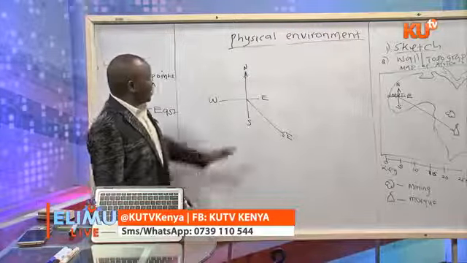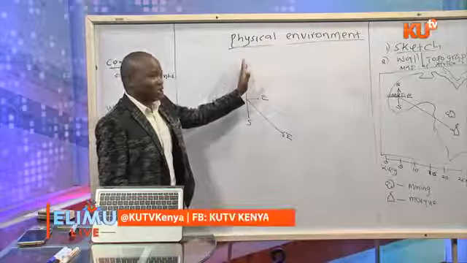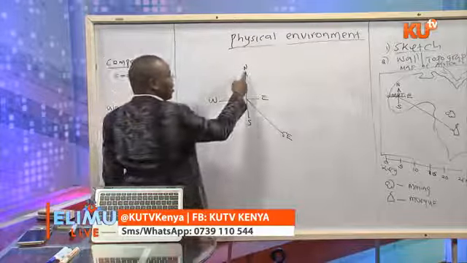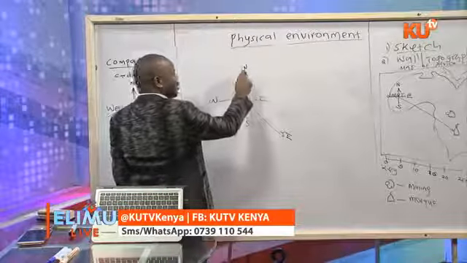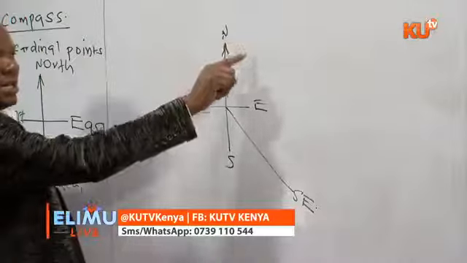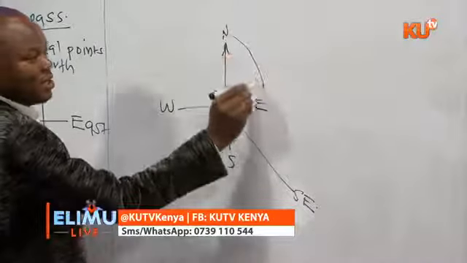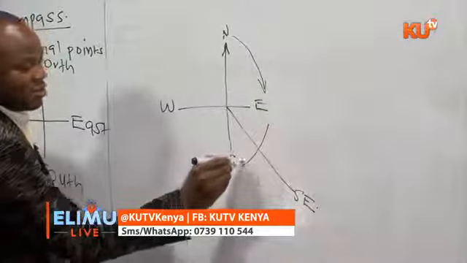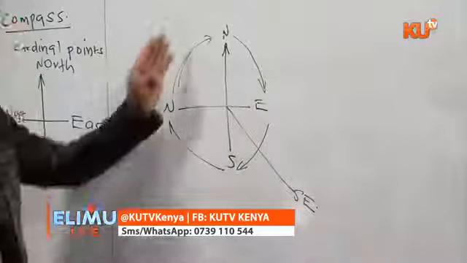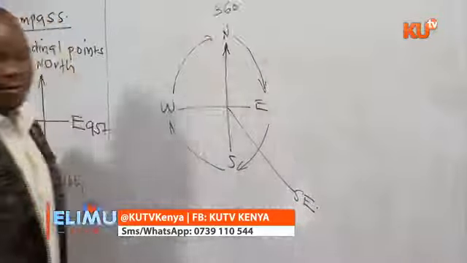Then, of course, all these directions you will start reading from the north, going in a clockwise direction. Do not read going in an anti-clockwise direction. That is the direction that you're supposed to take. So when you start reading from here, always go in a clockwise direction. And of course, this covers a total of 360 degrees.